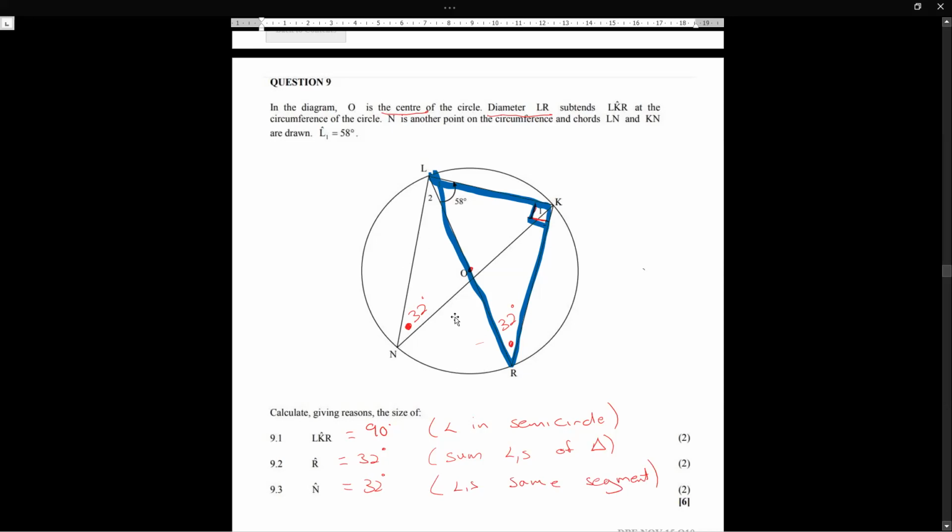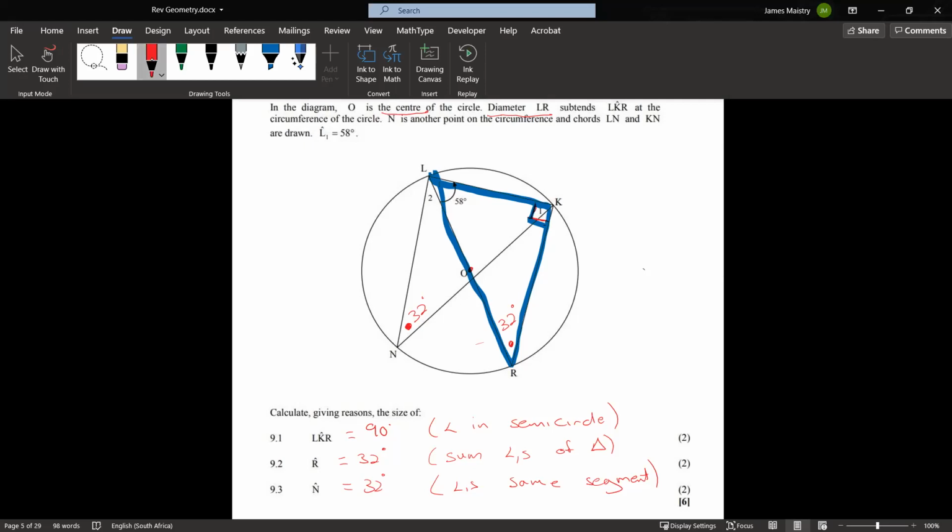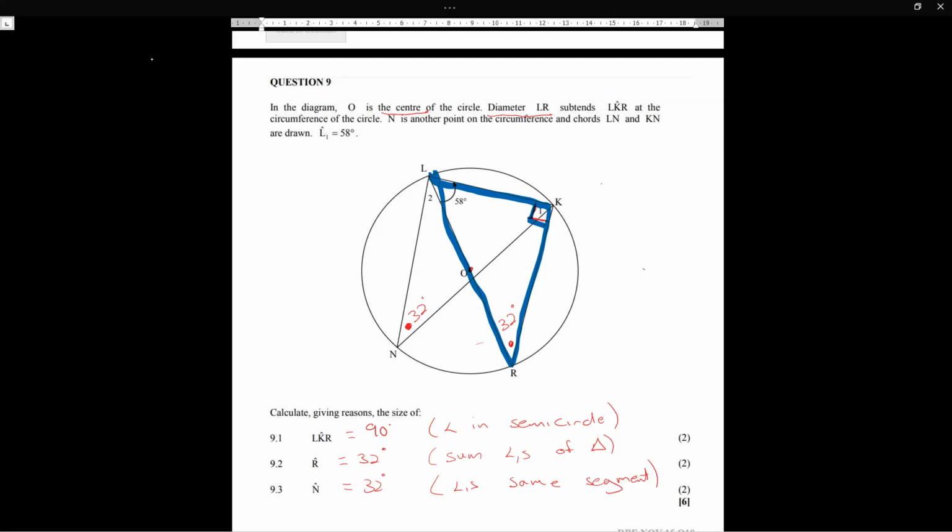Excuse me, sir. Can angles in the same segment work if NK is not passing through O as the center of the circle? Yeah, it does. Angles in the same segment have got nothing to do with the center, all right? For angles in the same segment to exist, the four points that you're using, from chord LK, 1, 2, 3, 4, must touch the circle. So it's got nothing to do with a center. Angles in the same segment, that's 32, that's 32.